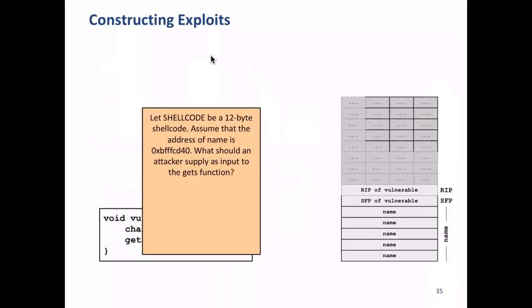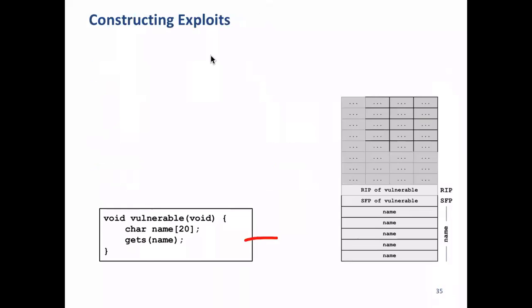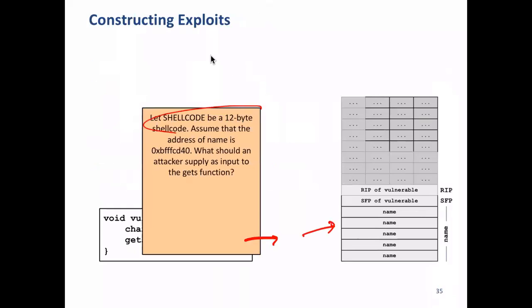So this is the code, and correspondingly the stack is here. Let's assume the shellcode is 12 bytes long. And assume that the address of the name starts from here. So now what should be the input?